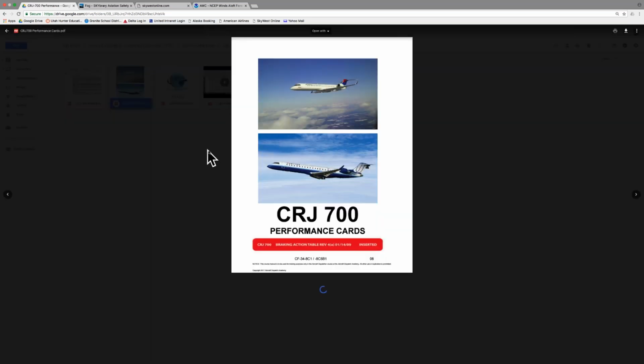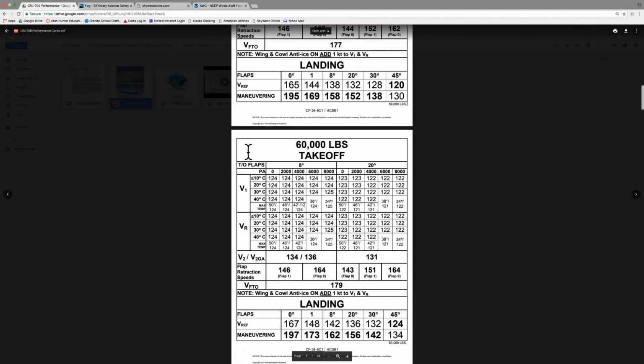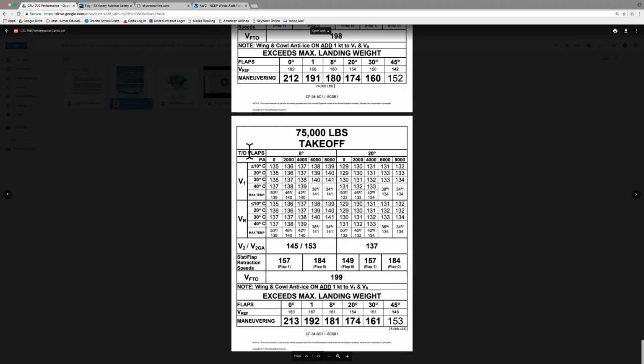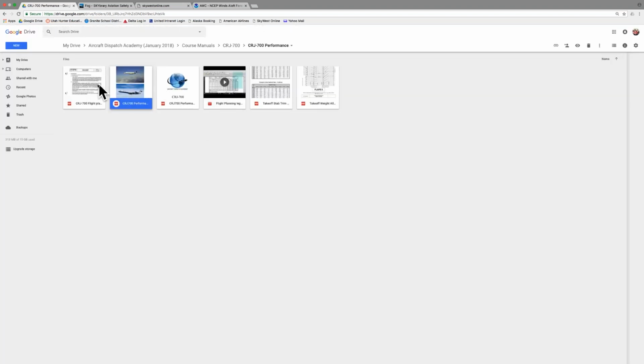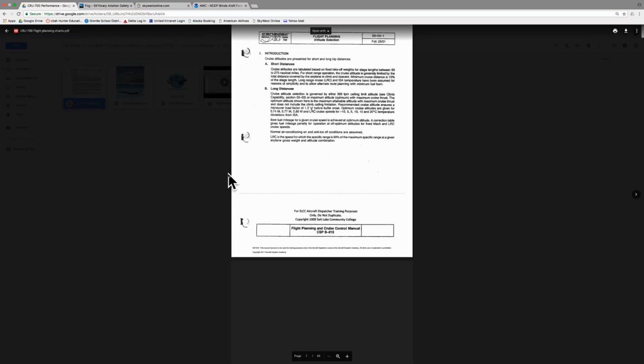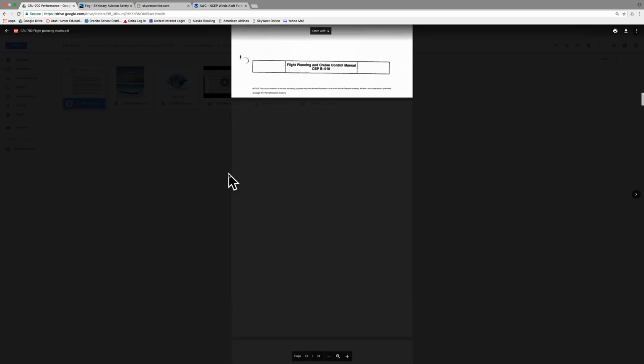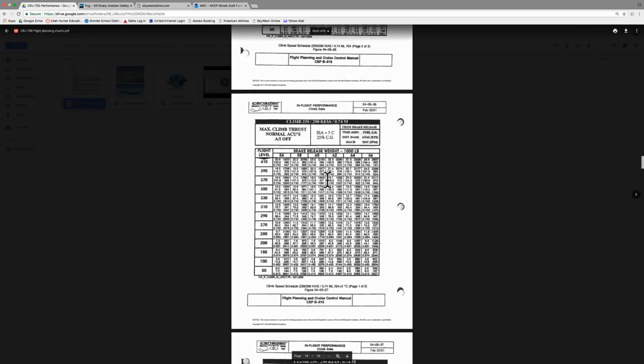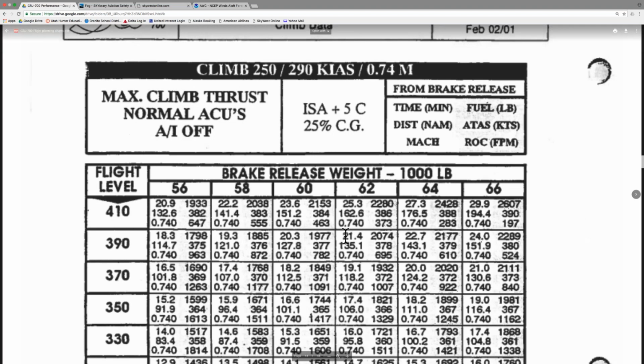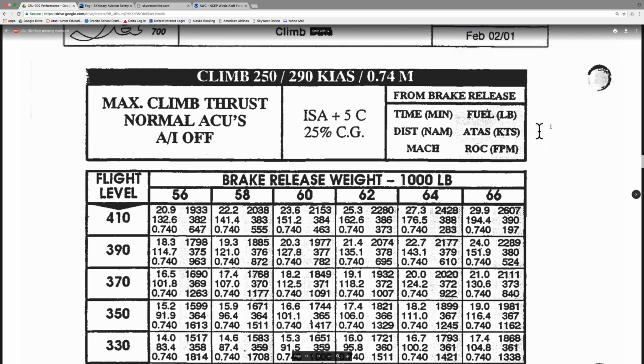Okay, so here's our performance charts. Maybe that's just our takeoff. Okay, should be right. So here is our performance charts. As you can see, and we're going to get into this when we start flight planning, I'm just going to do a really basic overview.